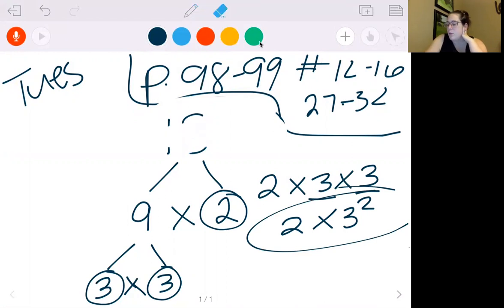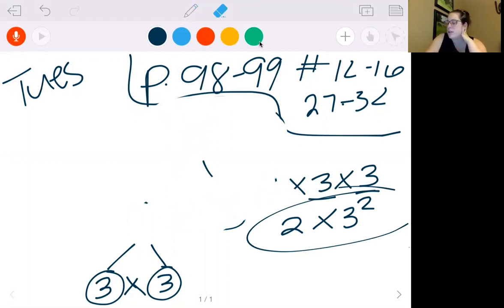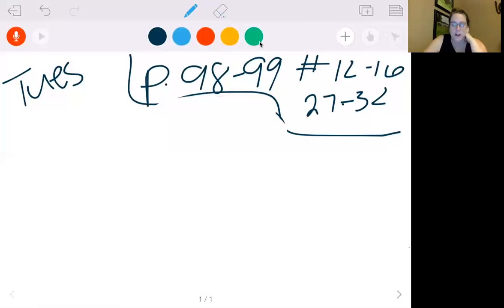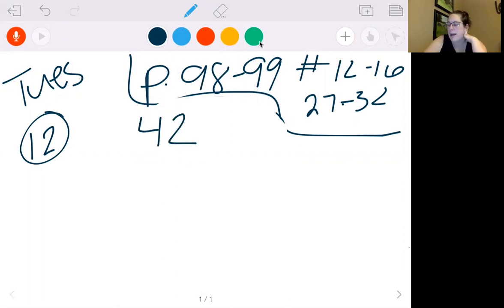Okay, so let's look at what you're going to do today. These are actually pretty simple once you get the hang of it, but you do have to pay attention to what you're doing. The first one you're going to do today is number 12, so let's do it together. It's going to ask you to make a factor tree. So you're going to make a factor tree for 42. So the first thing you think of is, how do I get to 42? Well, I multiply 6 times 7.